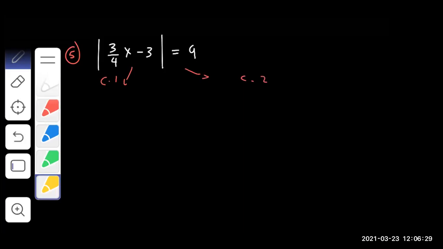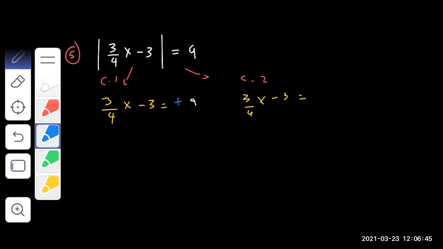Okay, the case 1 is basically, guys, copy exactly what you got. Minus 3, and copy the positive, right? This is the positive case, positive 9. And the case 2 will be the same, 3/4 of x minus 3 equals what, guys? Minus 9. This is the negative case. We need to consider the two cases.